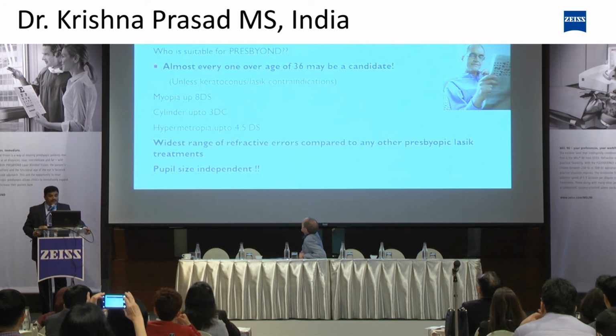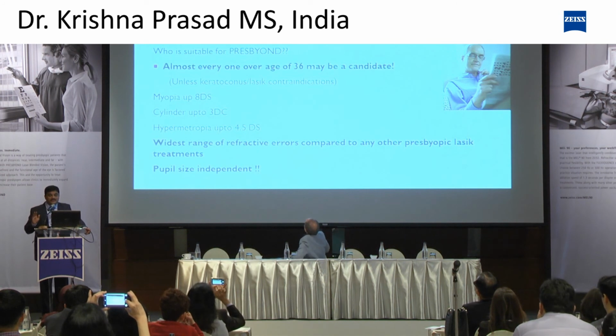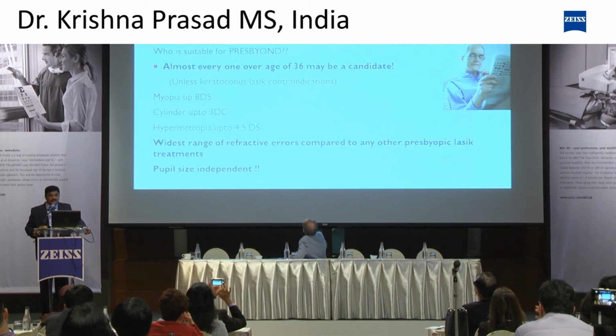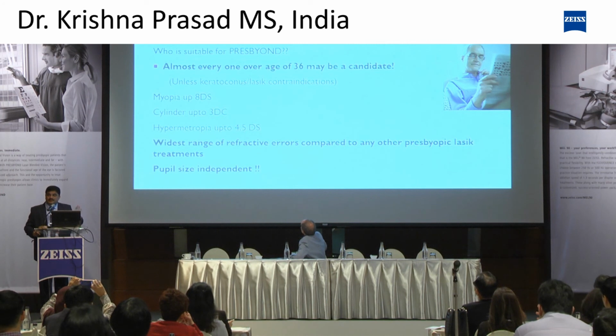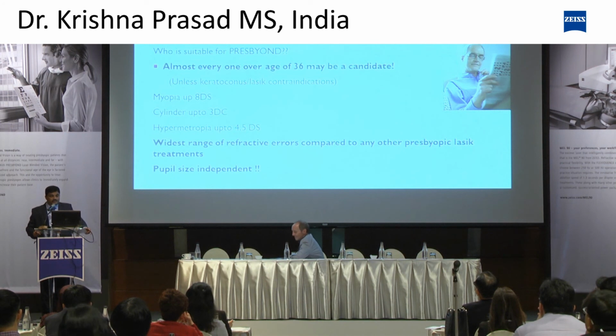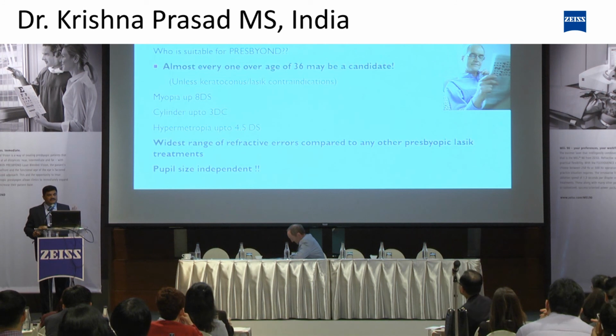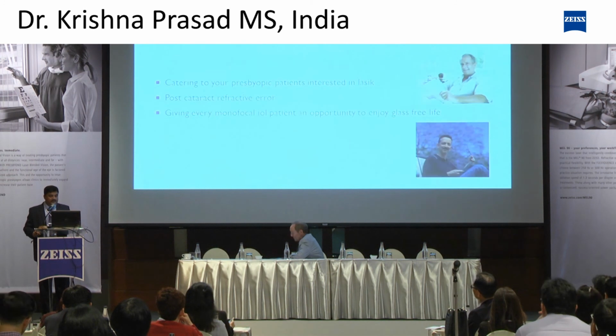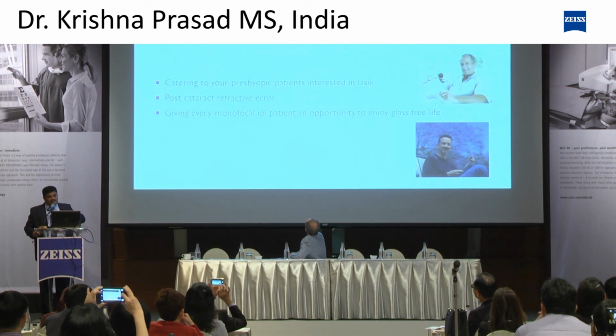So, who is suitable for Presbyon? Almost anyone over the age of 36 may be a candidate. One good thing about this treatment is that you can do myopia up to -8 diopters. Even hypermetropia you can do up to 5.75. In my hospital, we have done hypermetropia up to +3 diopters and cylindrical power up to 3 diopters. So, it is the widest range of refractive error compared to any other presbyopic LASIK treatment. The important thing in this treatment is that it is pupil size independent. So, Presbyon makes your patient care complete, especially catering to your presbyopic patients.